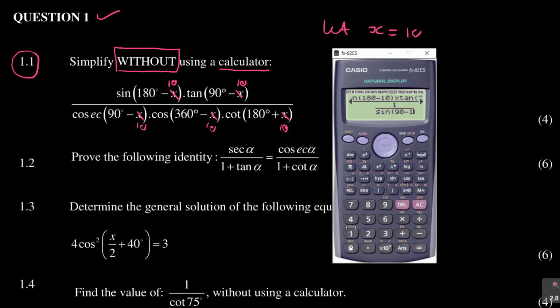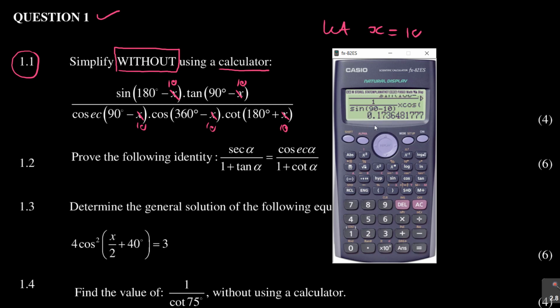90 minus 10, and then also don't forget to put this carefully, so over. I mean cos 360 minus 10 times cot is 1 over 10. So it's 1 over 10. You can use sine over cos, but it's better to say 1 over 10, 180 plus 10. So this is what I have.